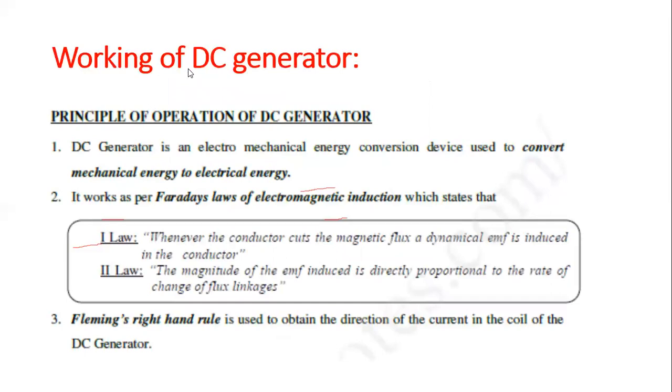Next, the working of a DC generator. What is the working principle of a DC generator? The main working principle of a DC generator is Faraday's laws of electromagnetic induction. We already studied Faraday's laws in the previous classes. Basically, this law consists of two parts, two laws.